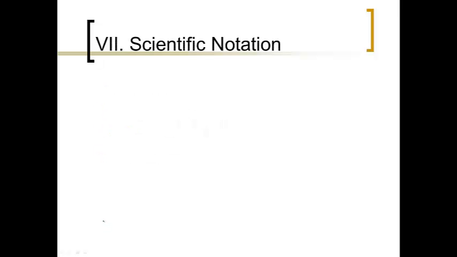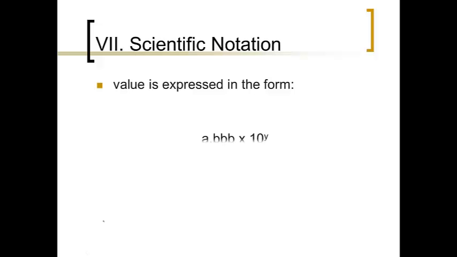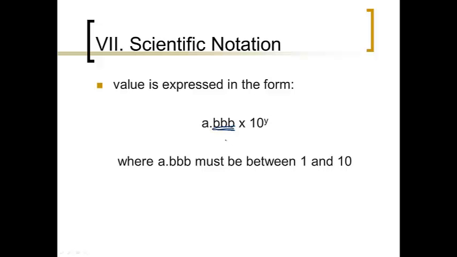So first thing we look at, scientific notation. Scientific notation is just another way of writing down numbers, but whenever you write down your values in scientific notation, it has to be in this form: a dot bbb times 10 to the y power. Now, you do not have to have 3 decimal places there, but this number, a dot bbb, has to be between a value of 1 and 10. In other words, this first value cannot be equal to 0, and you can't have 2 numbers in front of the decimal point.